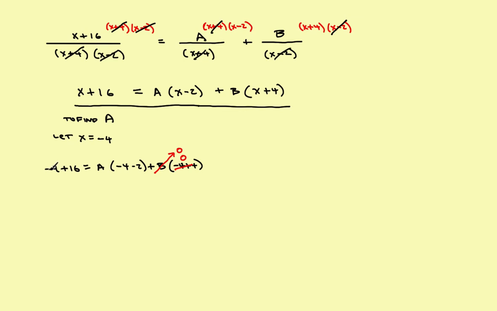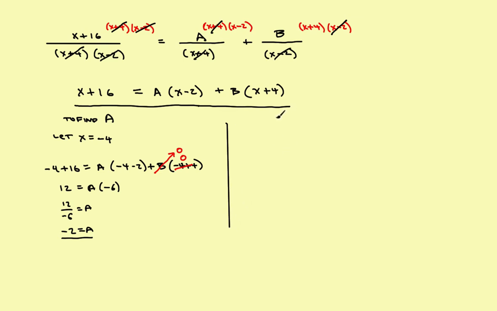So what that leaves you with: -4 plus 16 would be 12, and then you've got A times -4 minus 2, which is -6. So just divide, and you'd have 12 divided by -6 is equal to A, or -2 is equal to A. So now you know what A is. We'll put a little dividing line here, and now we want to find B.